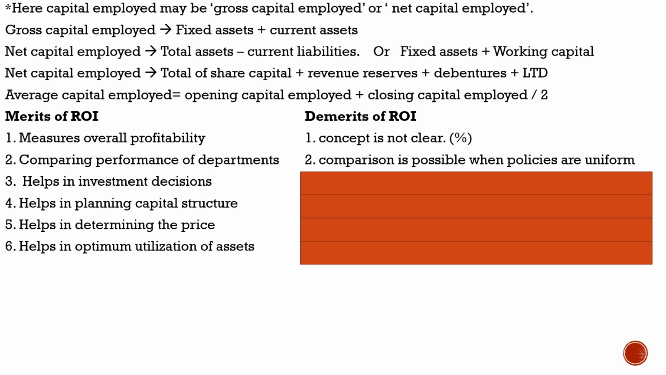It is effective for comparison of divisional performance only when the different divisions follow the same accounting policies regarding valuation of stock, charging depreciation methods, etc. Sometimes the different departments might follow different methods of computation. For example, for computing depreciation, there will be 2 or 3 methods. If the departments follow different methods, then how can they compare? So that's an issue.